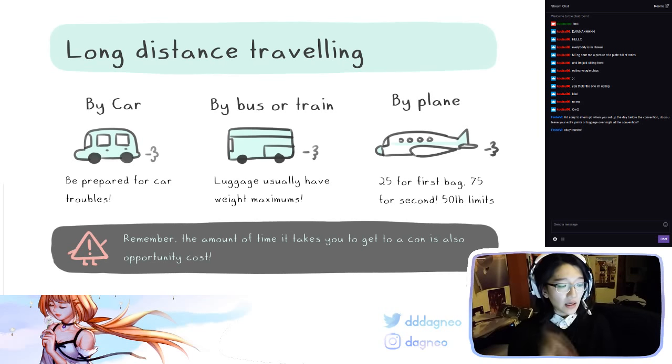The last thing I do want to mention about traveling is to remember that the amount of time it takes you to get to a convention is also considered part of the cost of going to a convention. That's opportunity cost. If it takes you 6 hours to get to a convention, that's 6 hours that you could have spent making merchandise or something like that. So make sure that you balance out the costs and the amount of time it takes to get there.